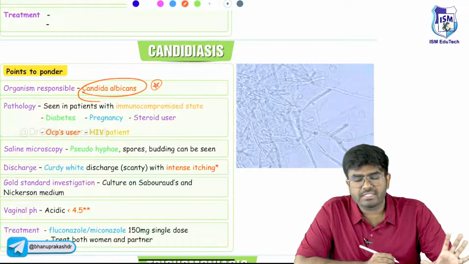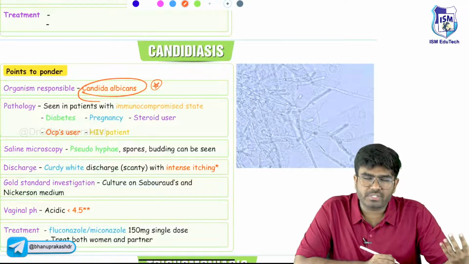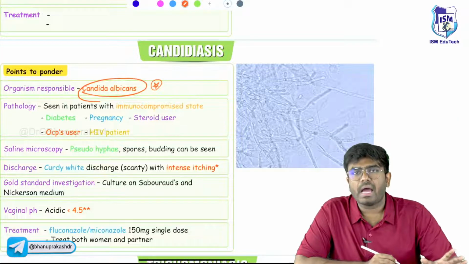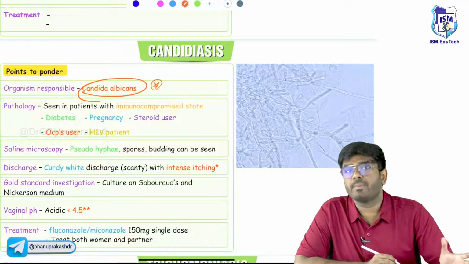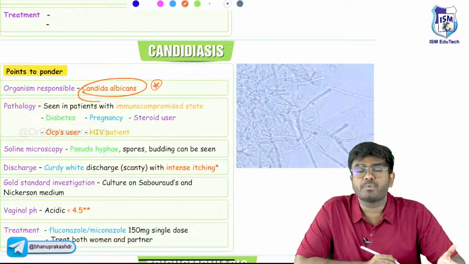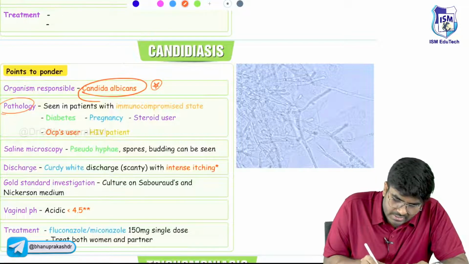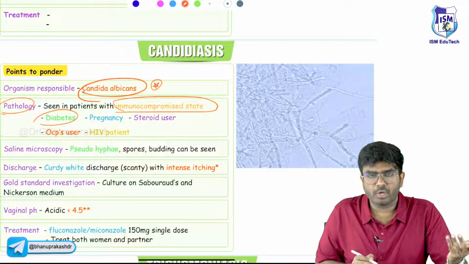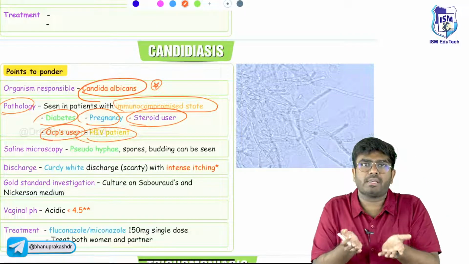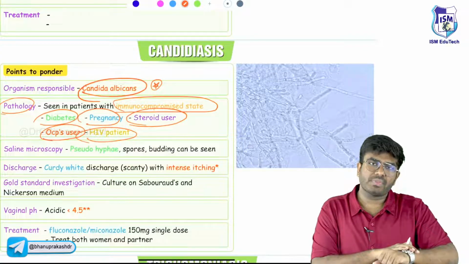Every time I say this, fungus does not have the guts to infect humans usually, because we have a potent immune system; we are immunocompetent. Unless you are immunocompromised, an HIV patient, a steroid user, pregnant, or using oral contraceptive pills. So it is seen in immunocompromised states like diabetes, pregnancy, steroid use, OCP use, and HIV. These females can get fungal infections in the vagina.